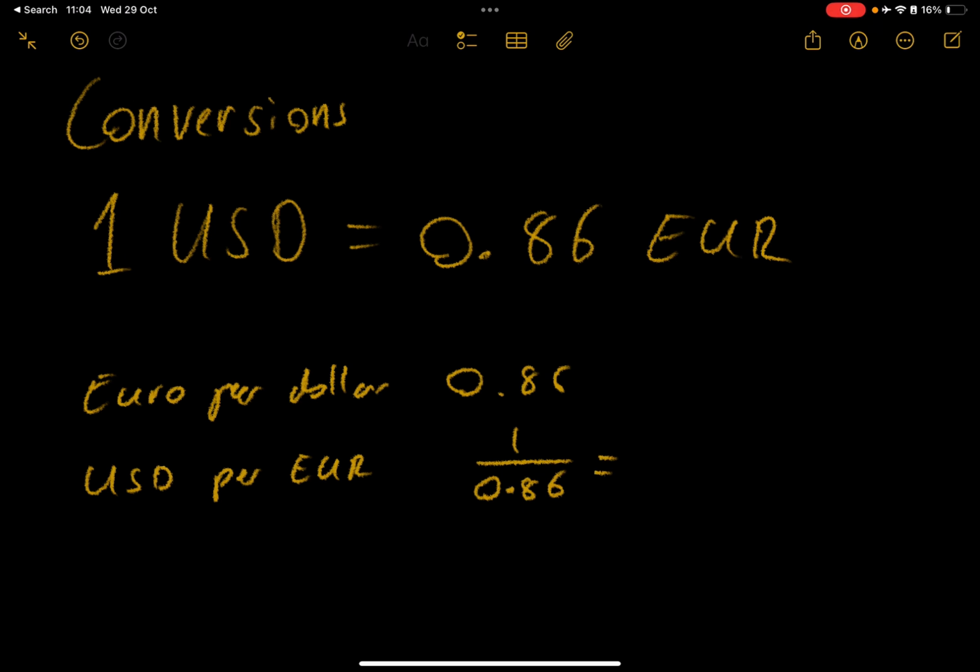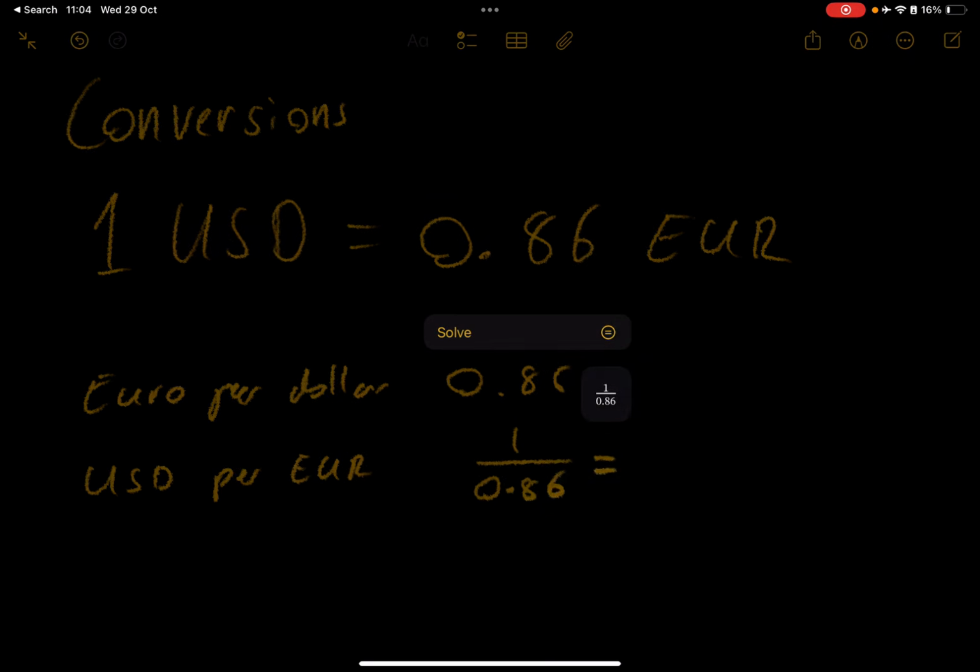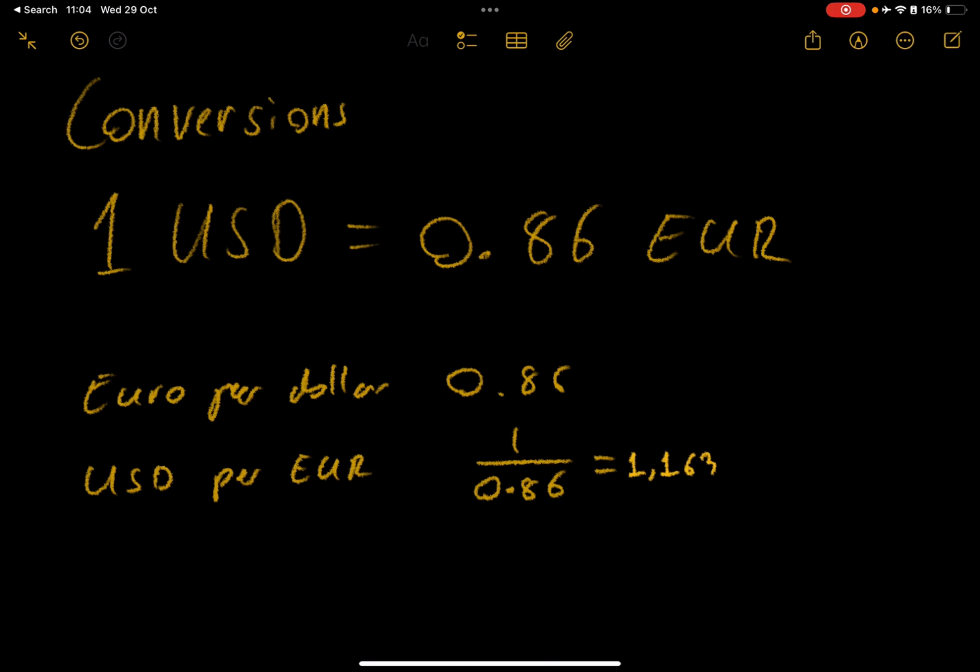What do we get? There we go. 1.163. So that's the number of dollars you'll get for 1 euro.